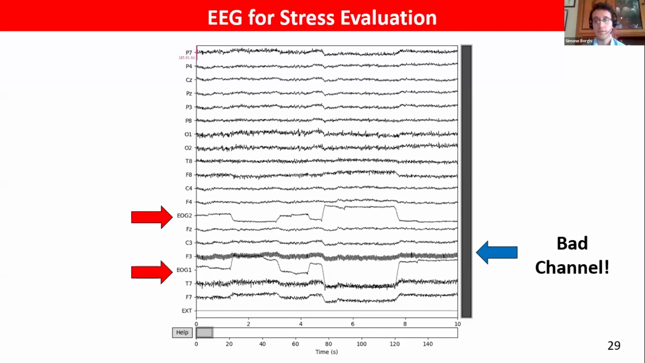One common source of artifacts in EEG recording is movement-related artifacts, which can distort the signal and obscure meaningful activity. That artifact can arise from muscle contraction, movement, and other external sources of interference.